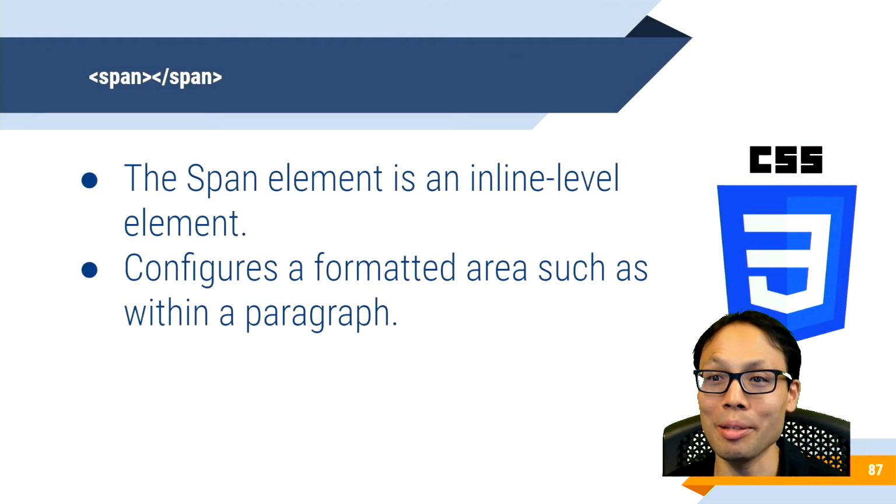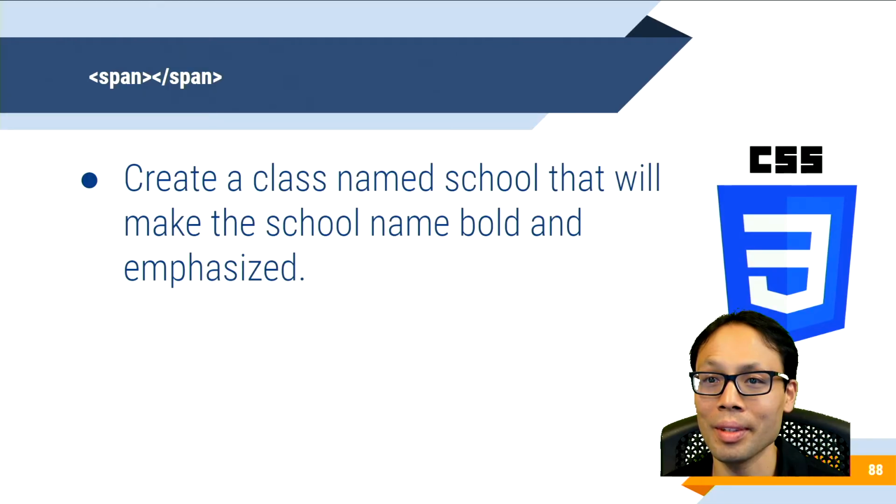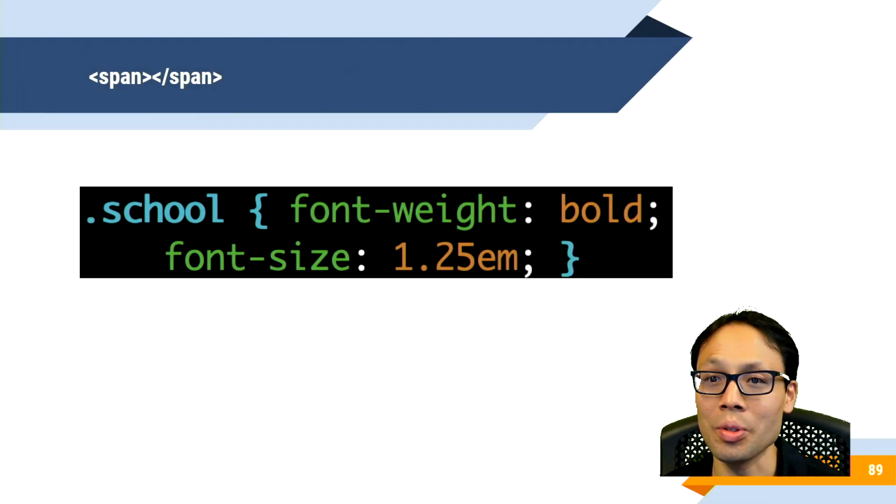All right, so the span element, more CSS. The span element is an inline level element, and it configures a formatted area, such as within a paragraph. So just for yourself, try to create a class named school that will make the school name bold and emphasized. So to do that, you would have .school, and you'd have a curly brace, and you would have font-weight: bold, and you could have the font size. You could change the font size.